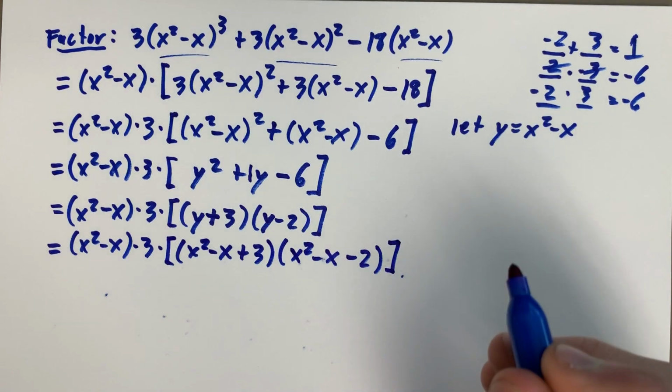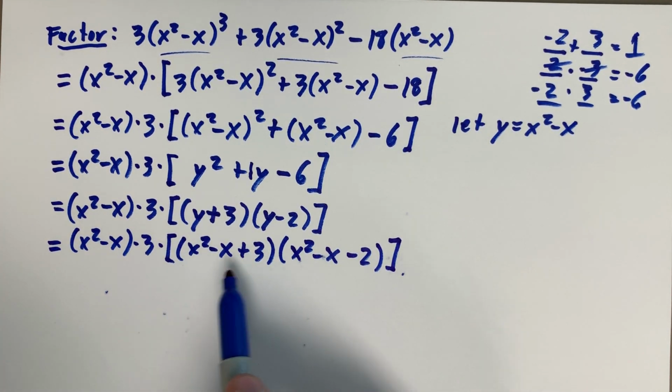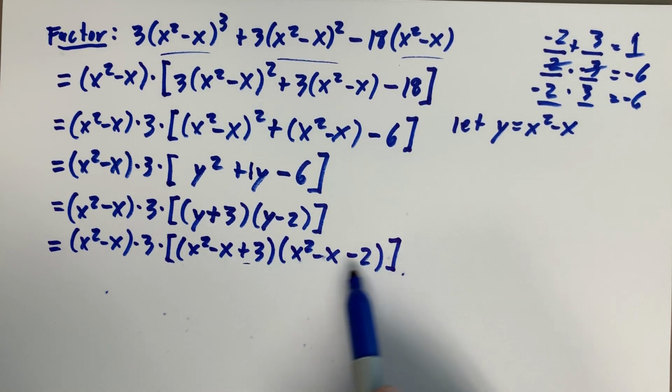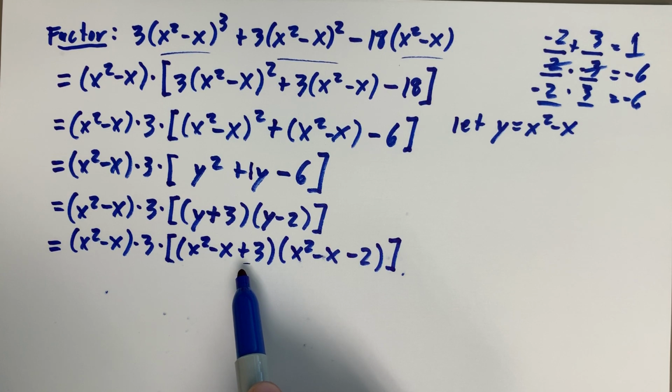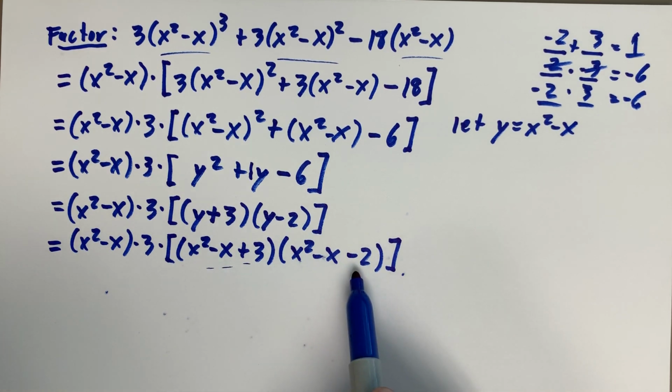Okay, so at this point, maybe I can factor this further. Let's see here. I'm still looking at these things. So notice I have a quadratic here and I have a quadratic here. Looking at this, can I find two numbers easily that multiply to 3 that add to minus 1? Off the top of my head, I can't think of any. I'm pretty sure this will not factor, so we're stuck with what we have here. How about this guy? Are there two numbers that multiply to minus 2 that add to minus 1?